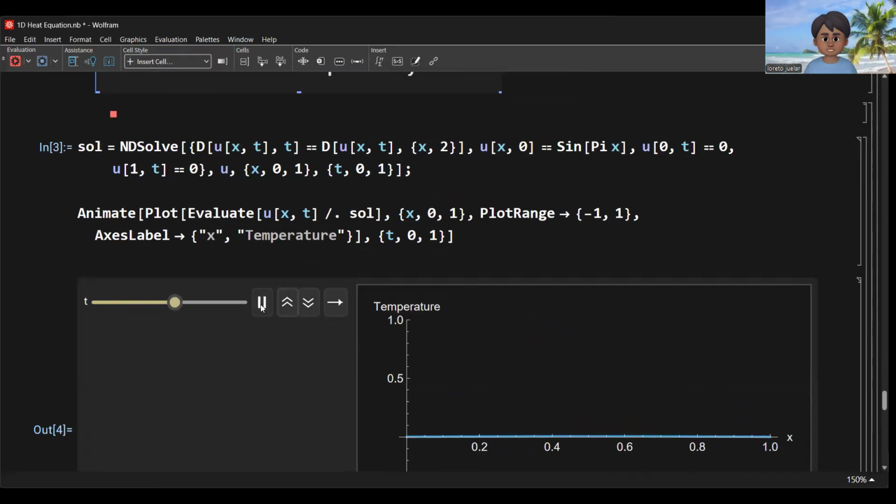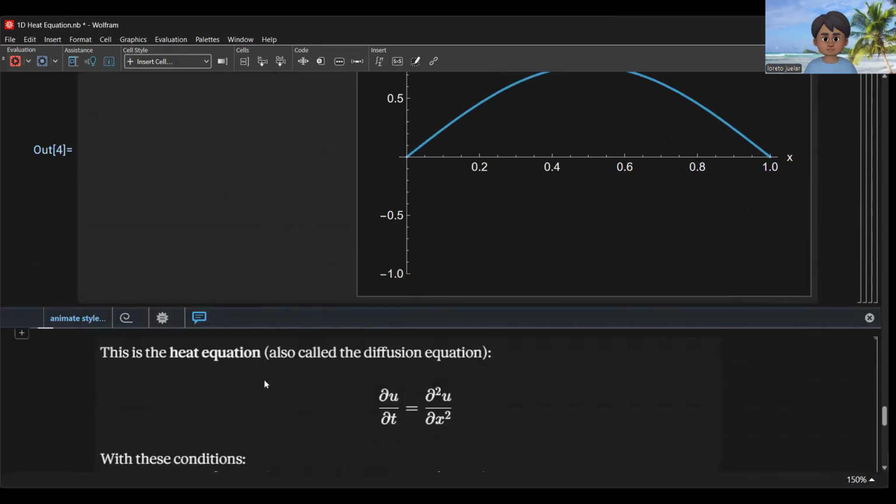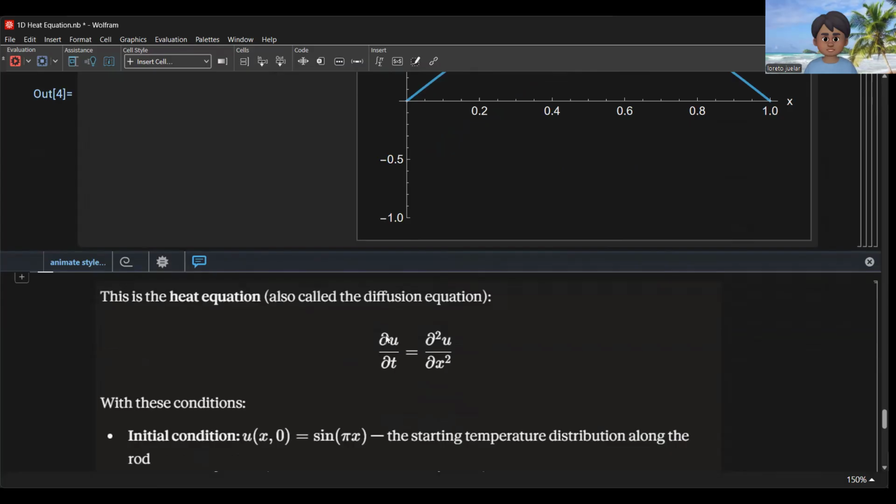So we have the increase of time here. But before we proceed to the animation, let us first discuss the equation used in the animation. This is the heat equation, also called the diffusion equation.